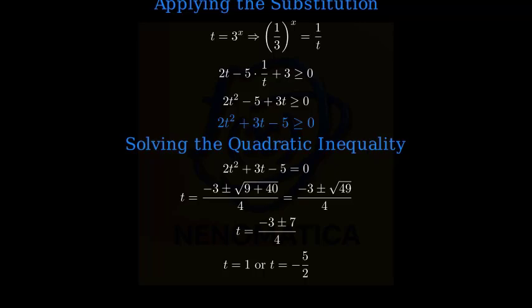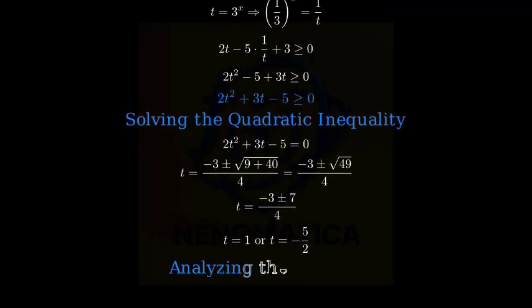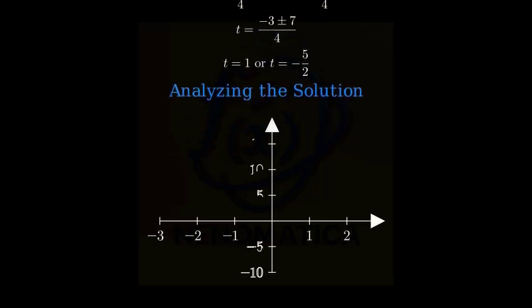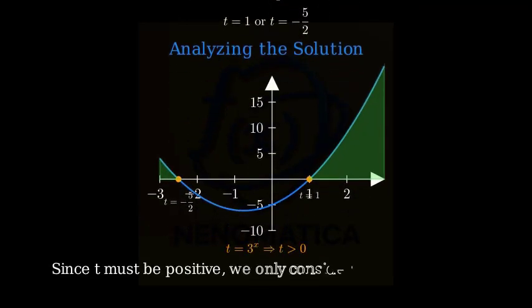Now let's analyze when the quadratic expression 2t squared plus 3t minus 5 is greater than or equal to 0. Since the coefficient of t squared is positive, the parabola opens upward. This means the expression is non-negative when t is less than or equal to negative 5 over 2, or when t is greater than or equal to 1.